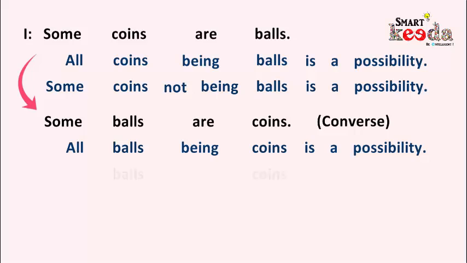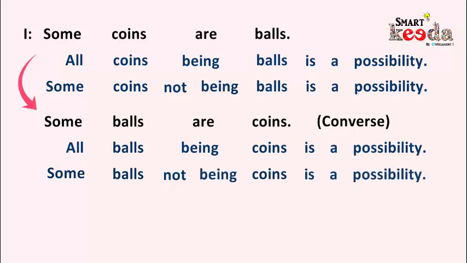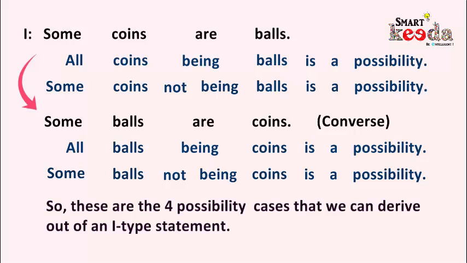For the fourth conclusion, let's take the classes once again. Now let's place the quantifier some before the class in the subject part. Let's put not right after it, and add the possibility clause to the statement. And the conclusion will be like, some balls not being coins is a possibility. So these are the four possibility cases that we can derive out of an I type statement.